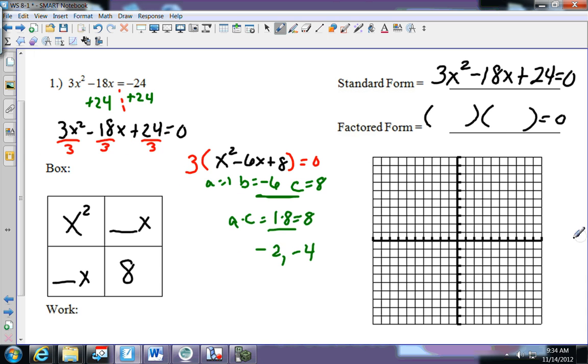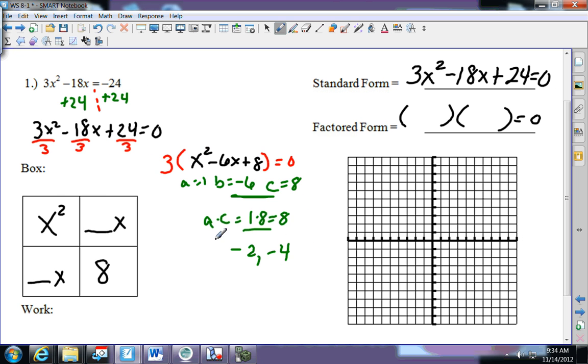That's one of the mistakes that I find people are making, that they're not looking at the positives and negatives. So I'm going to put negative 2 and negative 4. Well, now it splits up as x and x. x times what gives you negative 2? x, negative 2. x times what gives you negative 4? x, negative 4. So in my factored form, remember, don't leave off that 3. Put that 3 in front of it. Then we have x minus 4 and x minus 2. There it is in factored form.